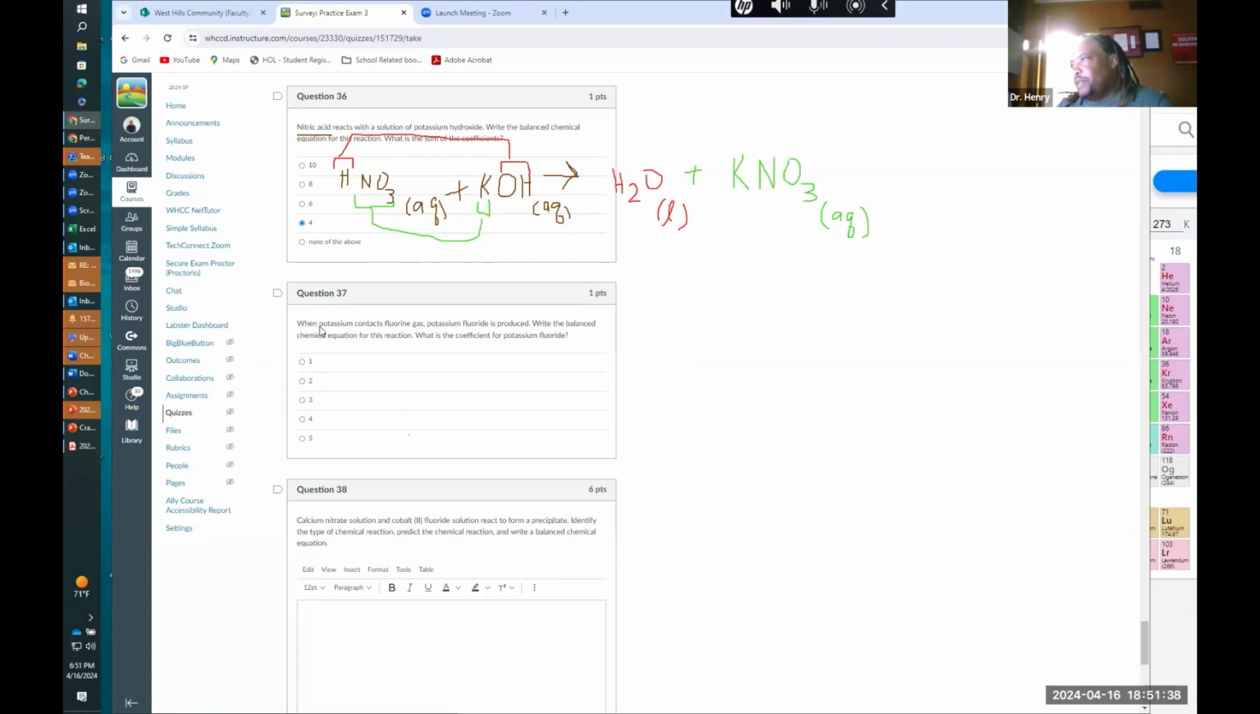Okay. So when potassium contacts fluorine gas, potassium fluoride is formed. Right? A balanced chemical equation for the reaction. What is the coefficient for potassium fluoride? Okay, so potassium we know is K. Fluorine gas.